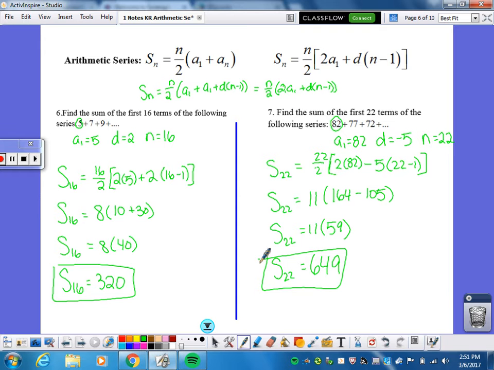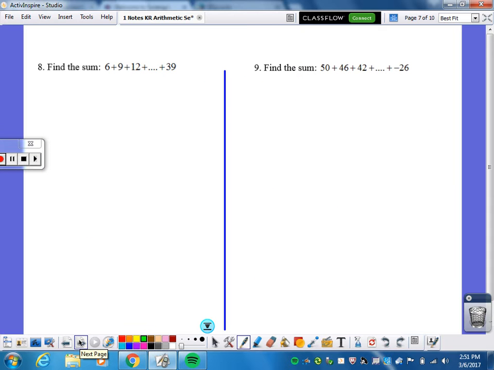Now let's move on to the next one. Find the sum of 6 plus 9 plus 12 plus so on until plus 39. So this is the exact problem that we did before, except we have one teeny step that we have to do before. We need to figure out what term 39 is in this sequence. So what we're going to do to figure that out is we know that our a1 is equal to 6. We can see that this is consistently going up by 3, so our d is going to be equal to 3.